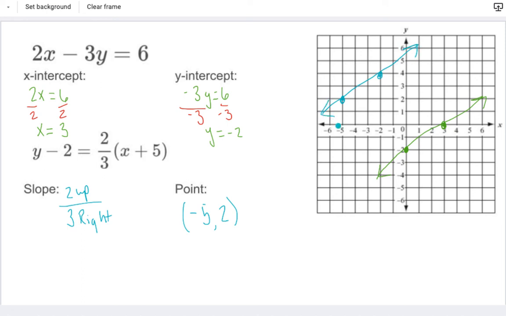So what we can see is that they both have the same slope, but a different y-intercept. So the lines are parallel, so they're never going to intersect. So this has no solutions, which means the system is inconsistent.